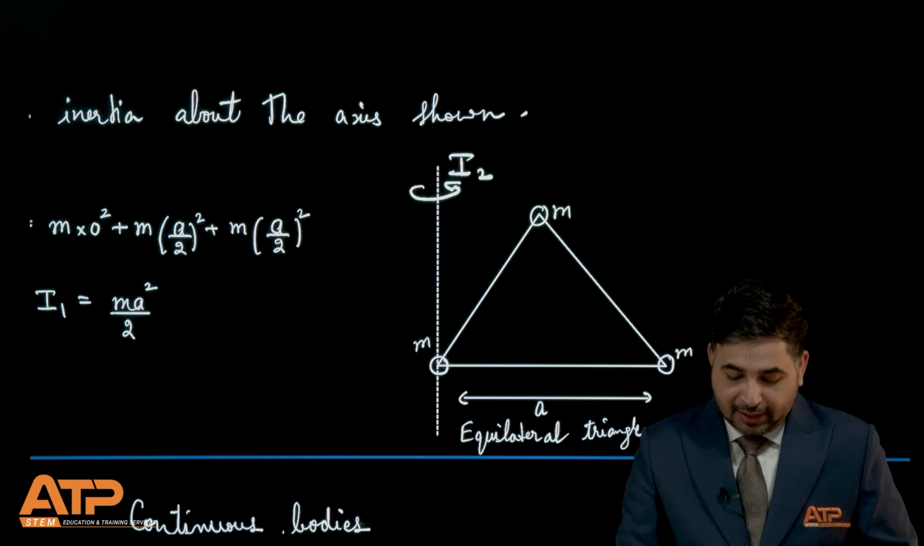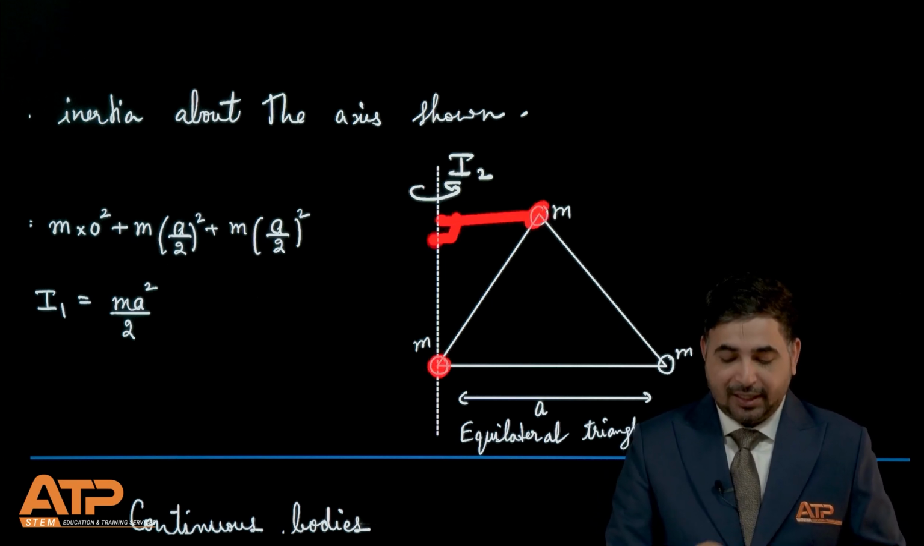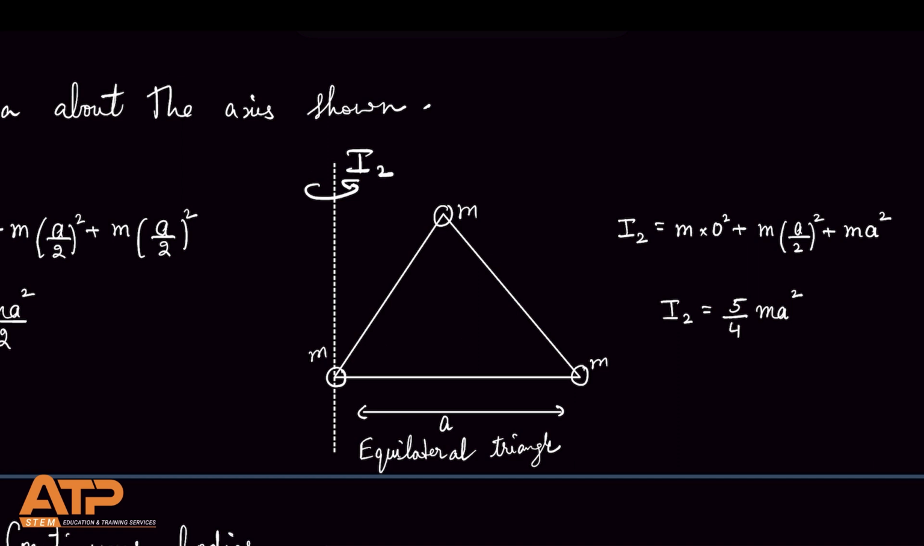So in this situation, the distance of this particle is 0, the distance of this particle is going to be a by 2, and the distance of this particle is going to be the full distance a. So what would be the answer? 5 by 4 ma square. 0, a by 2, a are the distances of these particles.